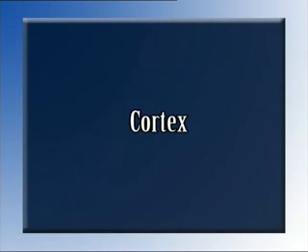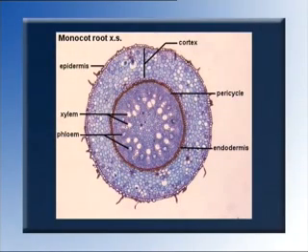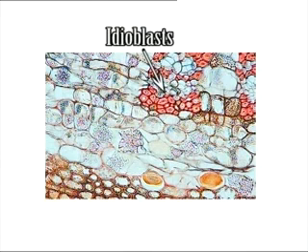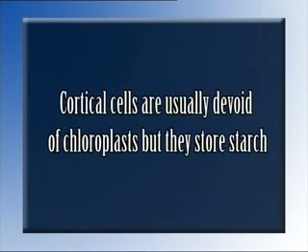Cortex. The cortex of root is much simpler than that of stem. It is usually composed of thin-walled isodiametric parenchymatous cells with many intercellular spaces. Collenchyma is usually absent in root cortex, but sometimes fibers, sclereids, idioblasts, and latex cells may occur.